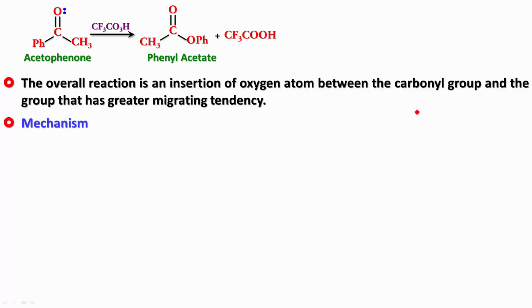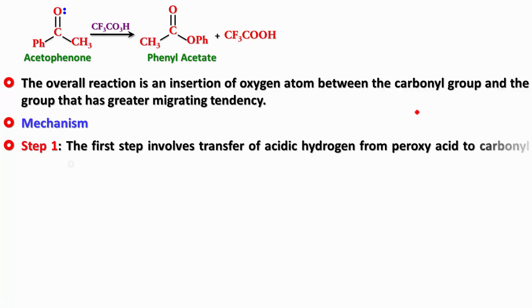Step 1 involves the transfer of proton from the peroxy acid to the oxygen of the ketone. The first step involves transfer of acidic hydrogen from peroxy acid to carbonyl oxygen. It goes like this. You have the ketone here. So you can see the lone pair on oxygen.